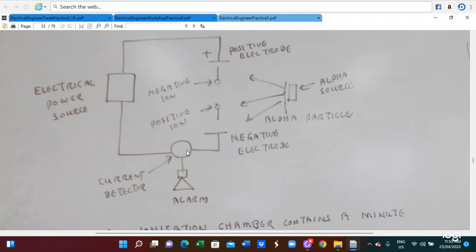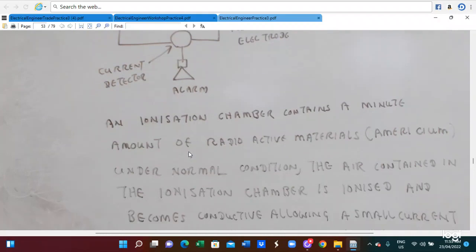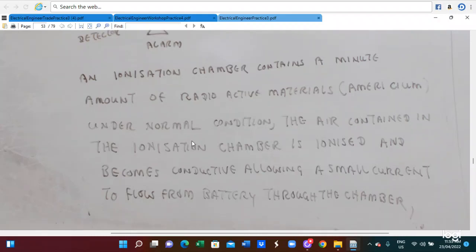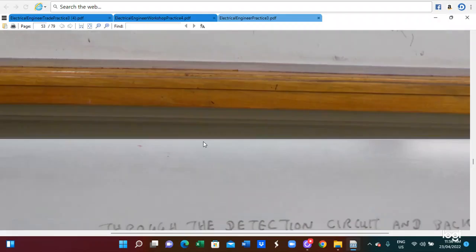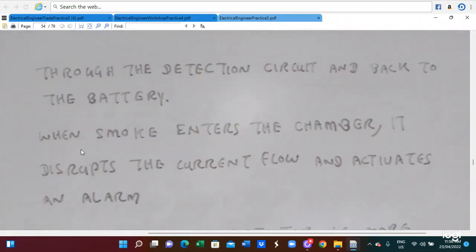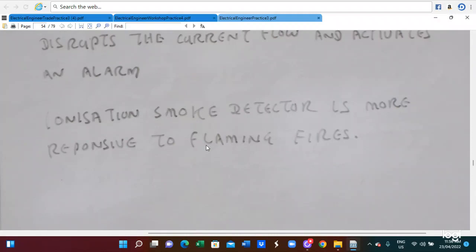This is the ionization chamber containing a minimal amount of radioactive material. Under normal conditions, the air in the ionization chamber is ionized, and the electrodes are connected, allowing a small current to flow from the battery through the chamber, through the detection circuit and back to the battery. When smoke enters the chamber, it disrupts the current flow and activates the alarm. The ionization smoke detector is more responsive to flaming fires.